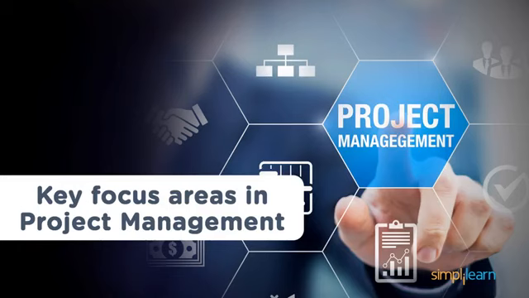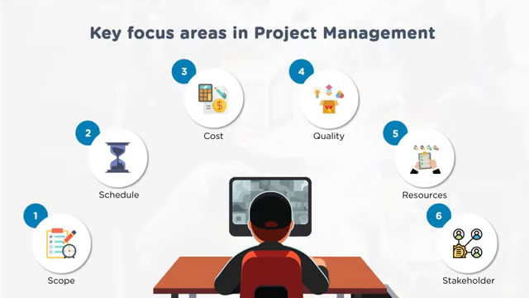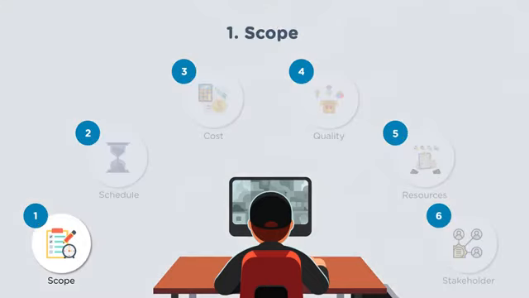Now while doing this, I mentioned there are 6 constraints, that is scope, schedule, cost, quality, risk and resources. So keeping these in mind, one has to ensure the project is successful in all aspects. So to become successful, there are a few key areas which have to be looked at. So the first 6 key areas are scope, schedule, cost, quality, resources and stakeholders. Now let us look at the scope.